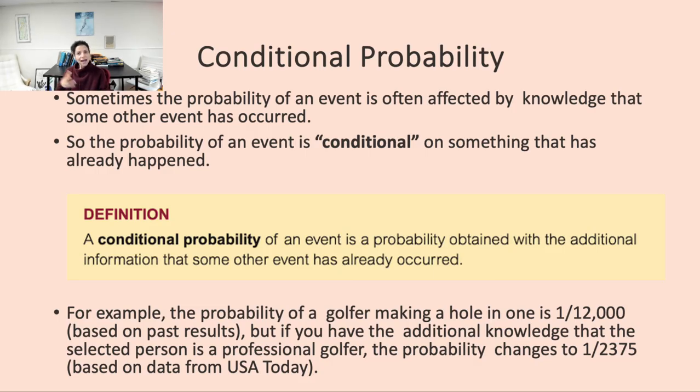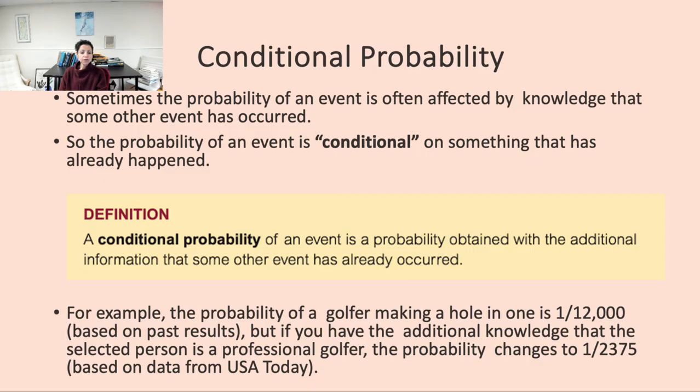So the last topic we're going to talk about is conditional probability. Sometimes the probability of an event is affected by knowledge of some other event that has occurred. And so the probability of an event can be conditional on something that's already happened. A conditional probability is a probability that's obtained with additional information of some other event that's already occurred.